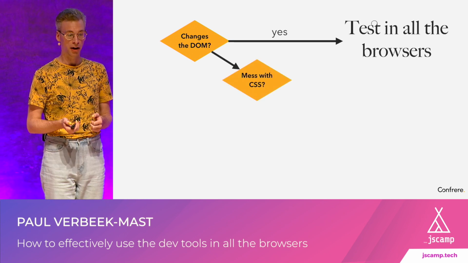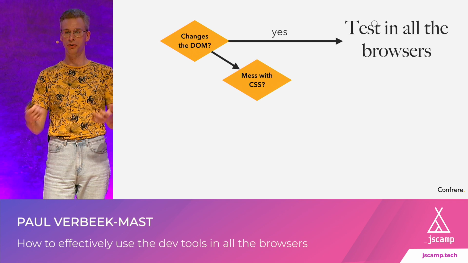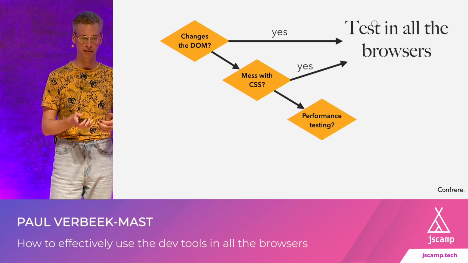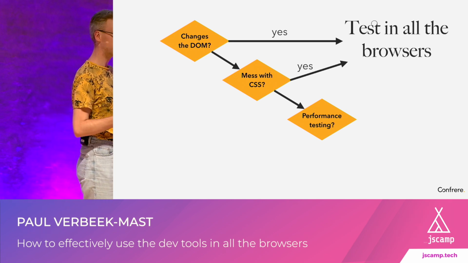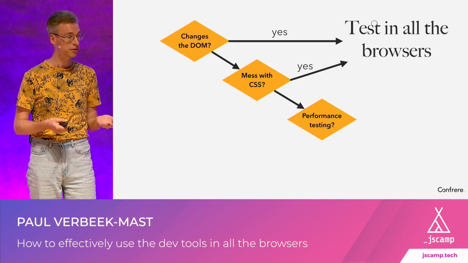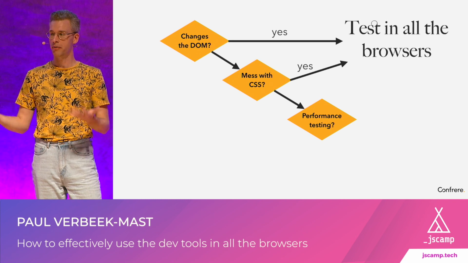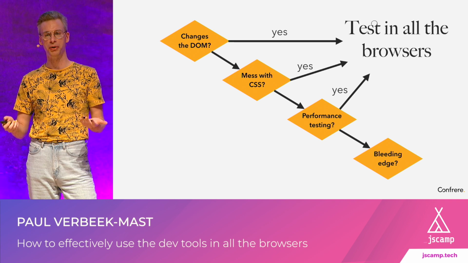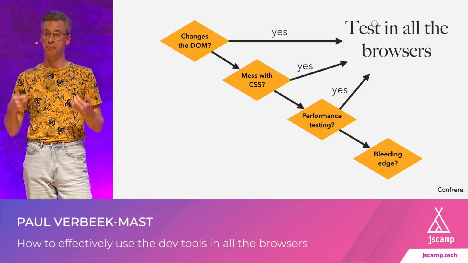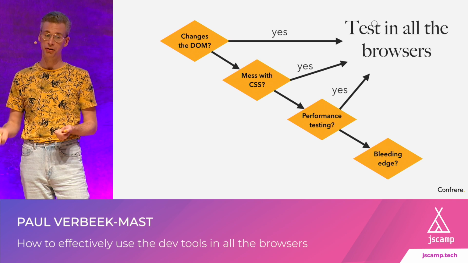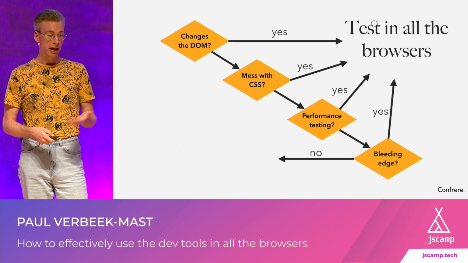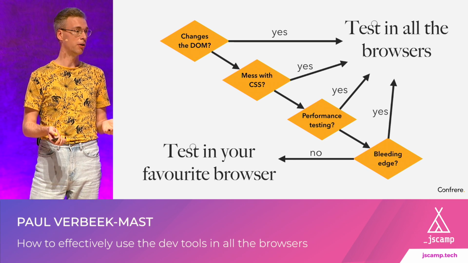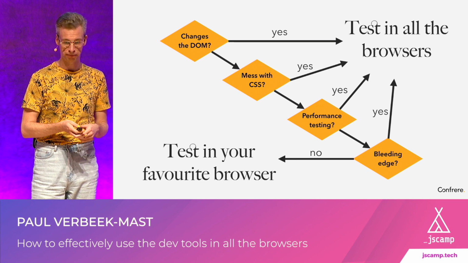So do you mess with the CSS, or are you doing some animations, showing, hiding elements, stuff like that? Then yes, test it everywhere. Do you want to specifically test the performance for all those browsers? Well, all the browsers have different engines, so you want to also test them. And if you're doing some bleeding edge technologies, you probably know that it's not going to work everywhere, so just test it. If it's something else, then you can just focus on your favorite browser because it's probably going to be working exactly the same.